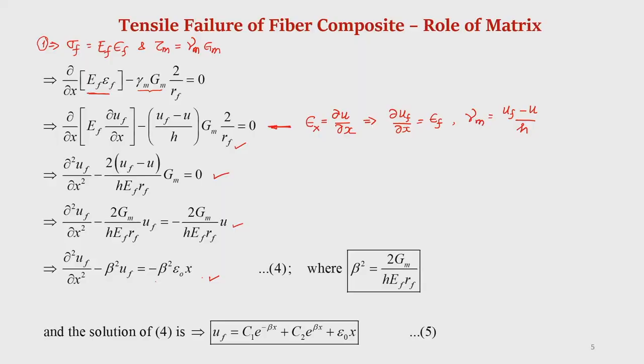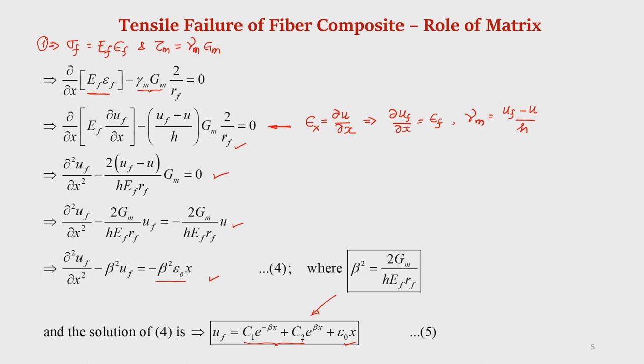And we know the standard solution of this kind of equation is uf is equal to c1 e to the power minus beta x plus c2 e to the power beta x plus epsilon naught x. Actually, it has got two parts. One is for the homogeneous solution, which is the complementary part, and for the particular solution, which is given by this. This is the particular solution and this is the complementary solution. So, together this is the general solution of this equation. Okay. So, what we obtain here is that the displacement field in the broken fiber is actually written in terms of the distance x, and c1, c2 are nothing but the constants which could be determined from the boundary condition. Okay. So, let us see what are the boundary conditions.